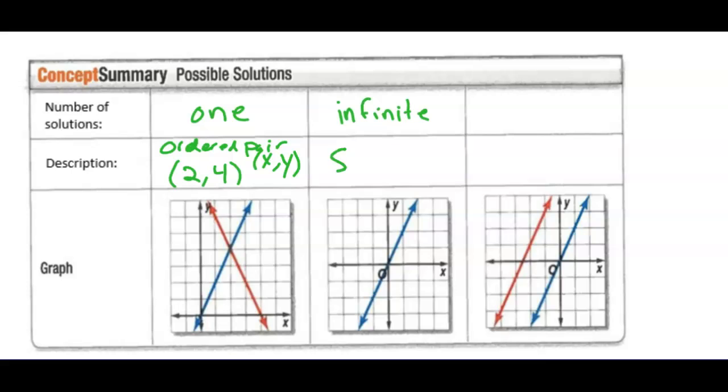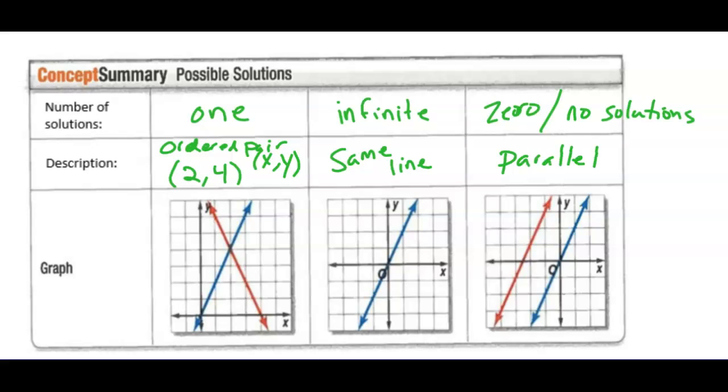And how are we going to describe that? It's the same line. This has 0 solutions or no solutions. And how are you going to describe that? They're parallel lines. Okay? So that, my friends, is 6-1, Day 1. Or just 6-1, all by itself.